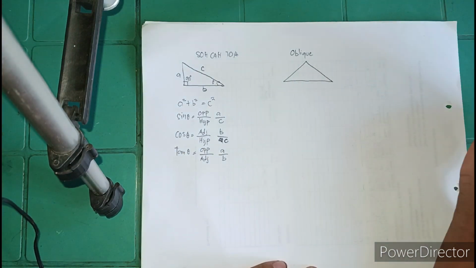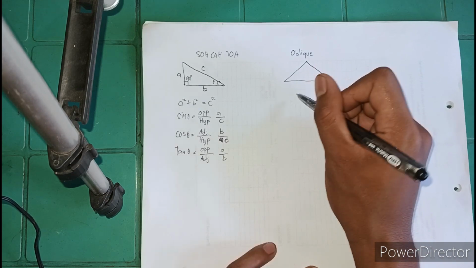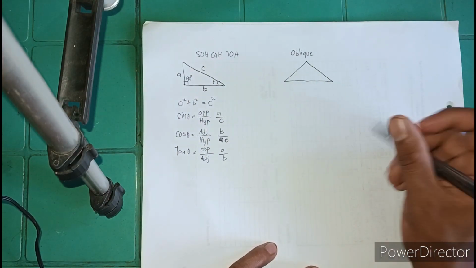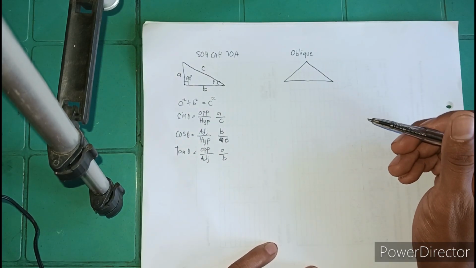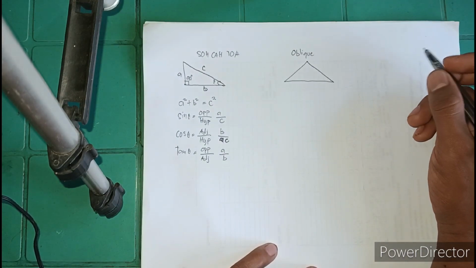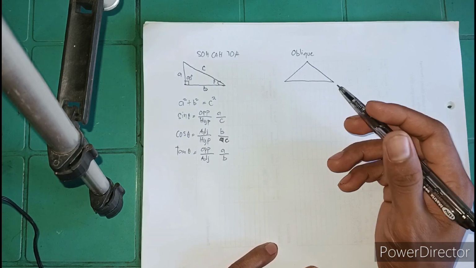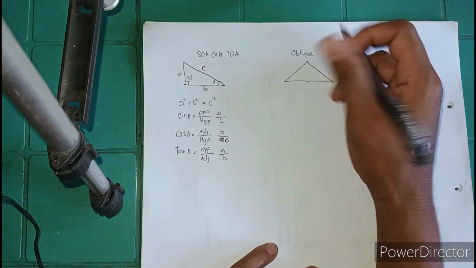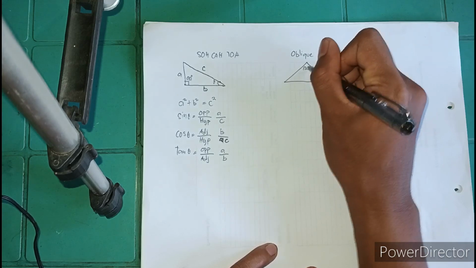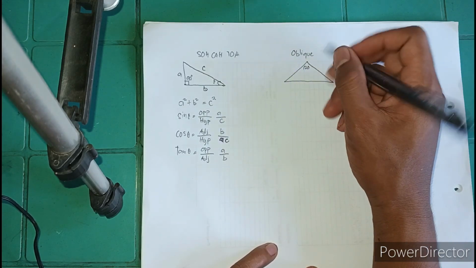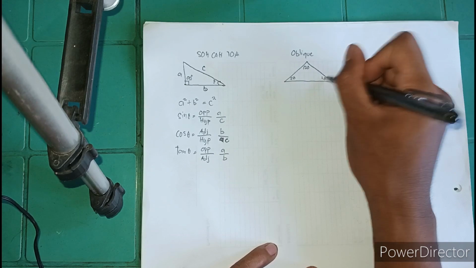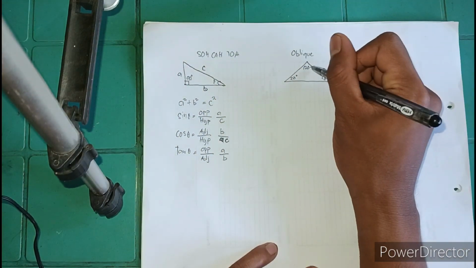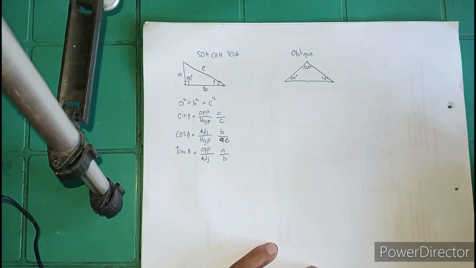An example of an oblique triangle is the obtuse triangle, where one of the angles is greater than 90 degrees and the other two angles are acute. Let's say this angle here is 120, and the remaining angles are 30. The sum of the three angles in a triangle is 180.